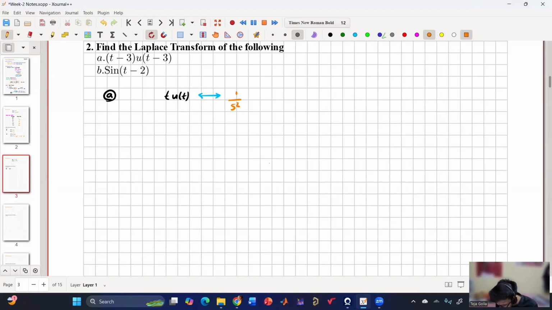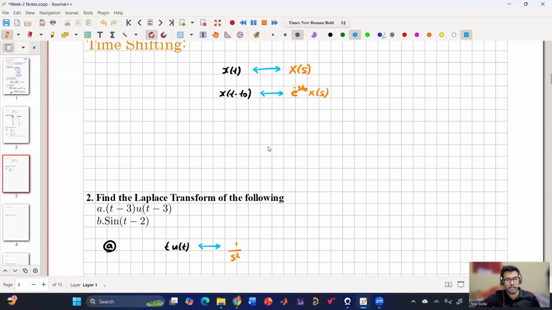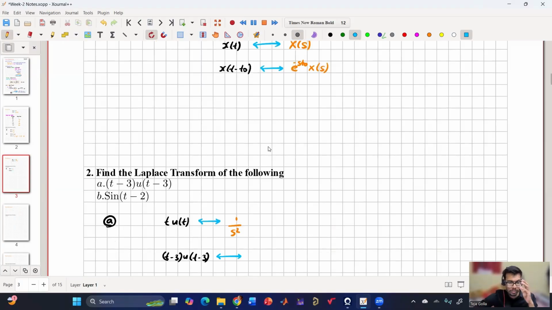Now what will be the Laplace transform of t minus 3 into u of t minus 3? Anyone? Based on the previous result. All of you can try, because what else can go wrong? You might be wrong, then I'll correct you. But if you keep quiet, then it will not benefit you in any way. You should also solve these problems along with me.